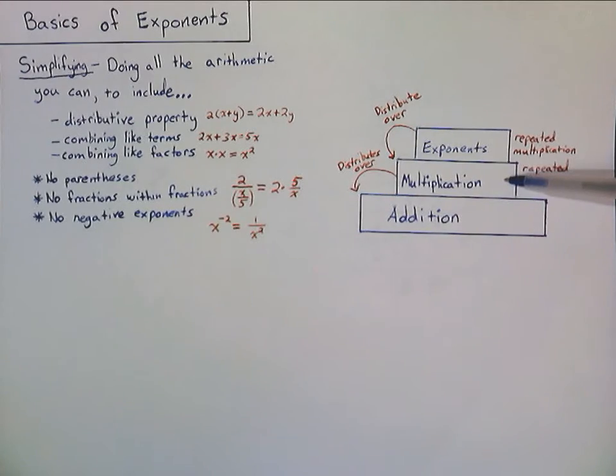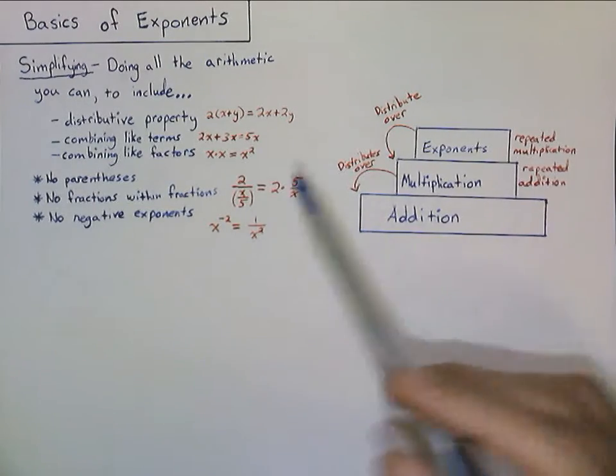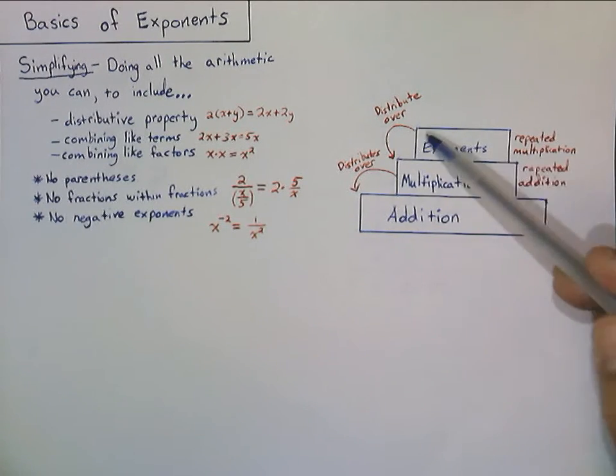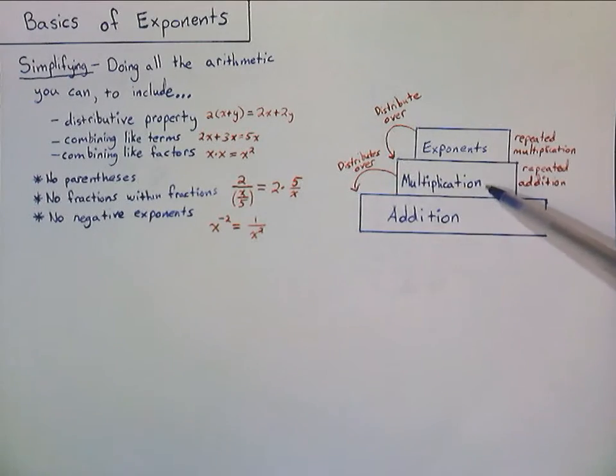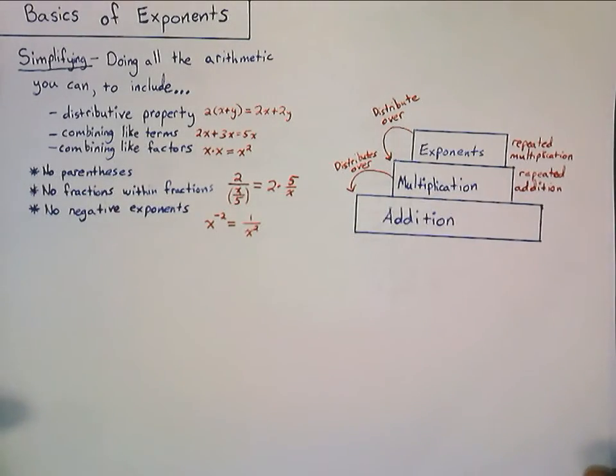Now we don't need any division because division is really just multiplying by the reciprocal, like we just looked at right here. Above multiplication come our exponents, and exponents come above multiplication because exponents are repeated multiplication, and for that reason exponents end up distributing over multiplication. So, once again, this picture is extremely important to understand.